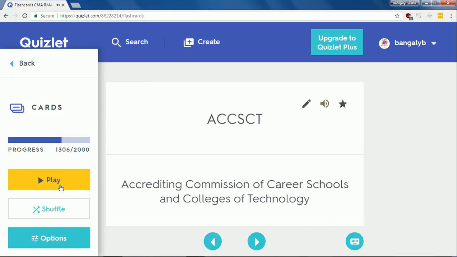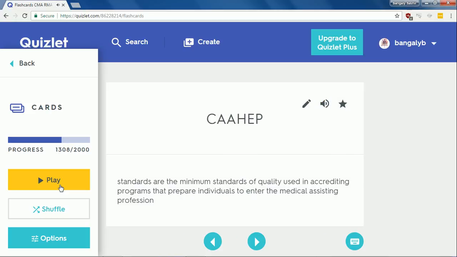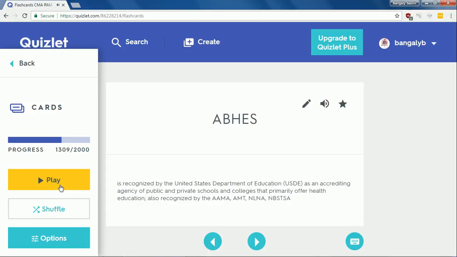ACCSCT, Accrediting Commission of Career Schools and Colleges of Technology. ACICS, Accrediting Council for Independent Colleges and Schools. CAAHEP standards are the minimum standards of quality used in accrediting programs that prepare individuals to enter the medical assisting profession. ABHES is recognized by the United States Department of Education as an accrediting agency of public and private schools and colleges that primarily offer health education, also recognized by the AMA, AMT, NLNA, NBSTSA.